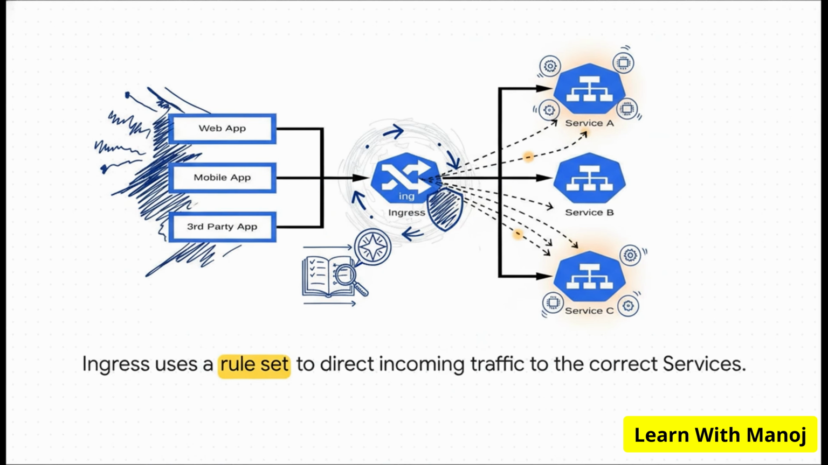This flowchart makes it crystal clear. You've got all these different requests coming in, from a web app, a mobile app, whatever. They all hit the Ingress controller first. The Ingress then looks at its rulebook and acts like a traffic cop, directing every single request to exactly the right internal service, which then finds the right pod to handle it. It's the one central entry point for your entire cluster.